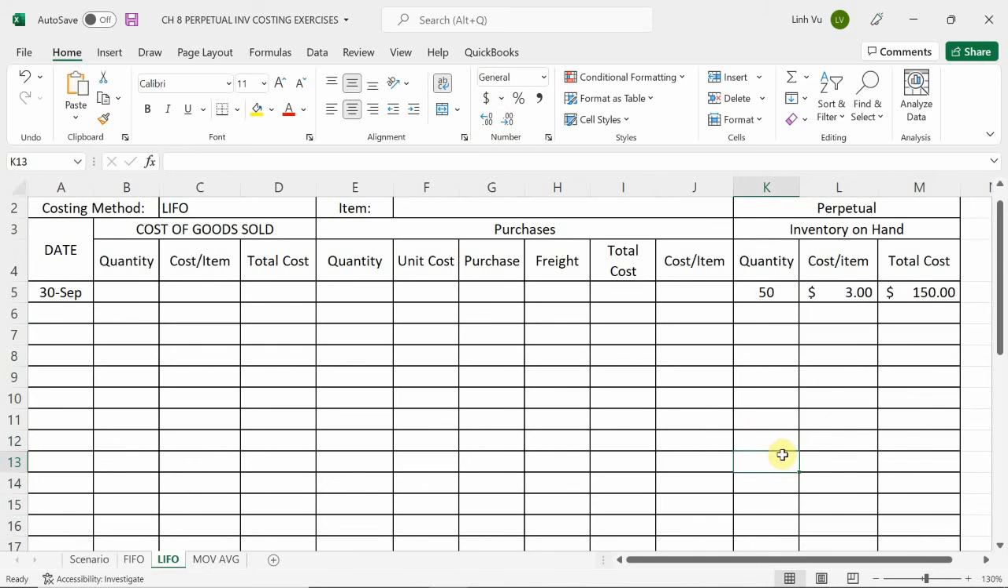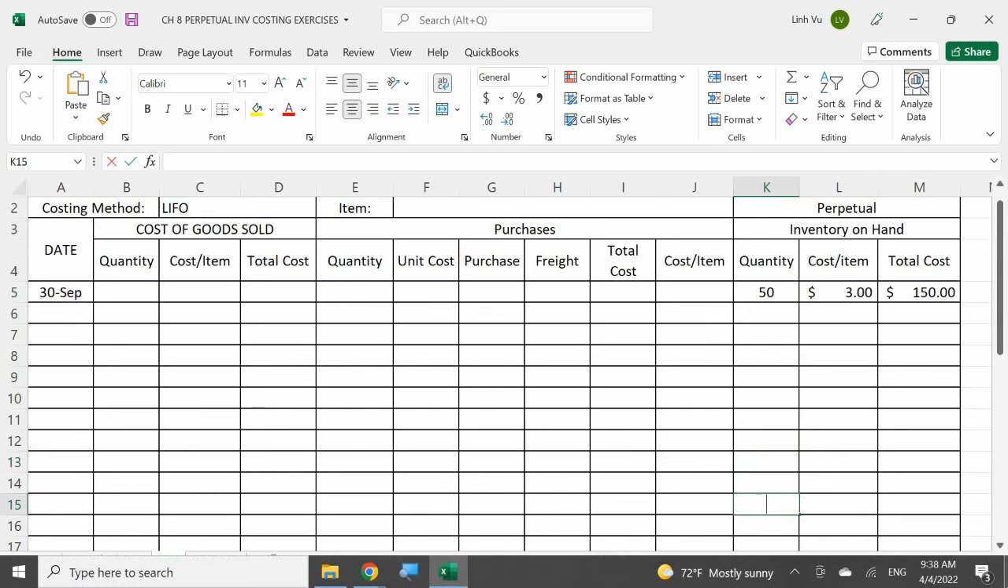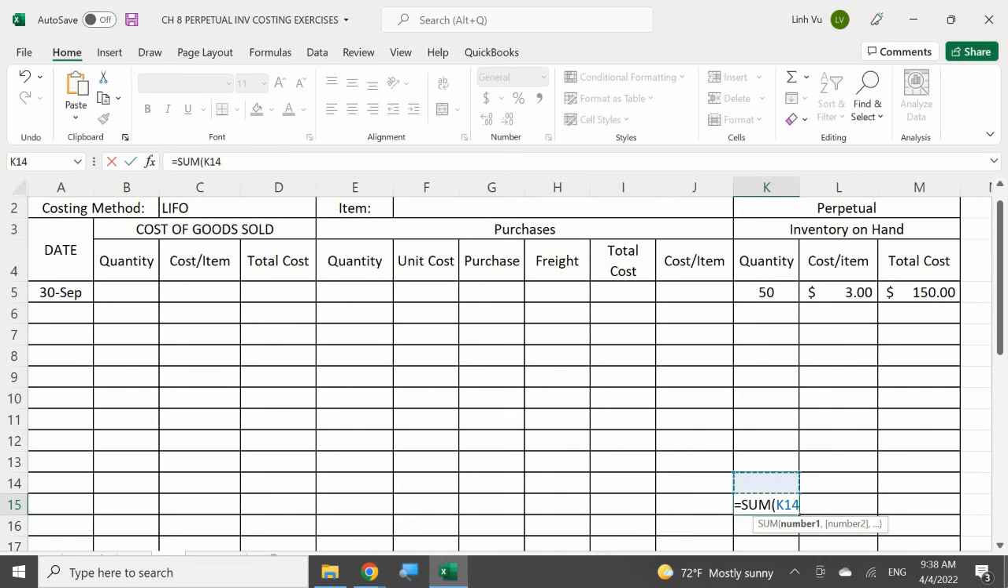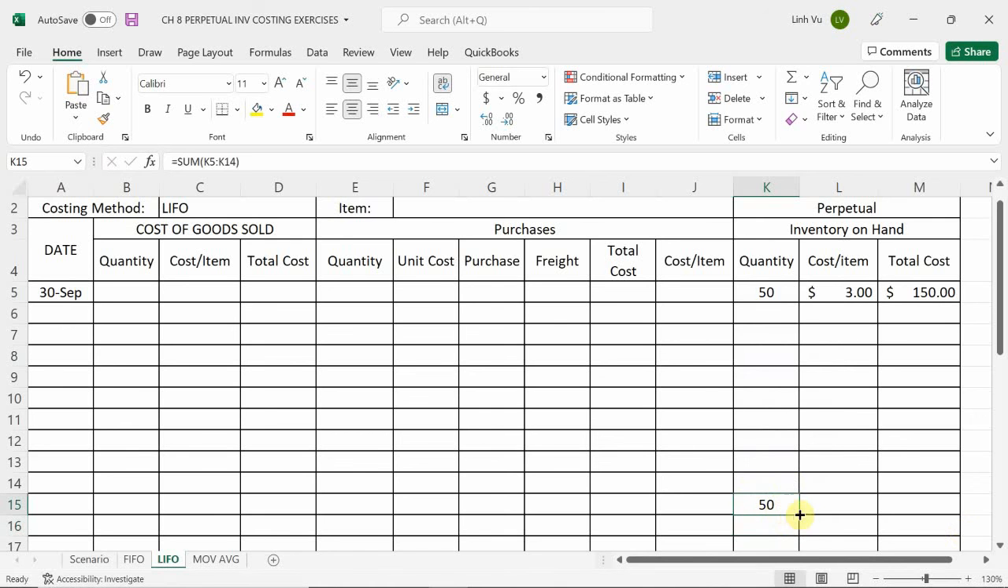And I'm also going to take the time real quick to do my running balance on how many goods available I have to sell at all times. So in this case, I currently have 50 units at a total of $150. So that was my beginning inventory. I carried it into my inventory worksheet. So now I currently have 50 units on hand.